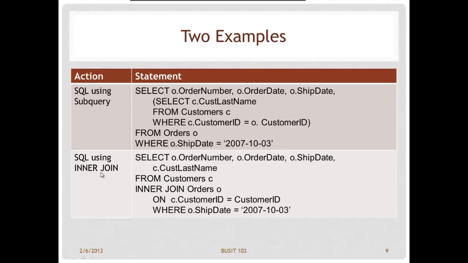And the way we've done it in the weeks past is using an inner join, and you would select order number, order date, ship date, customer last name from customer, inner join orders on customer ID in both tables, where ship date equals 2007-10-03.